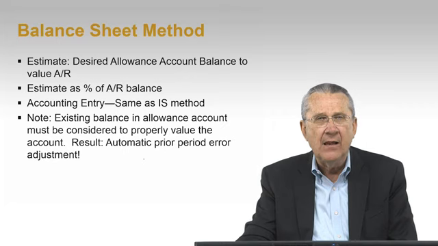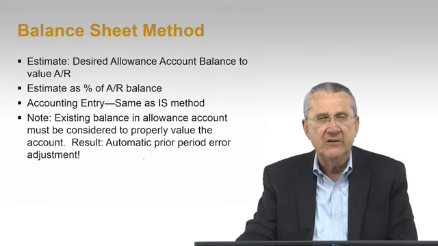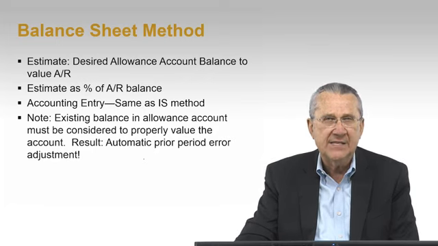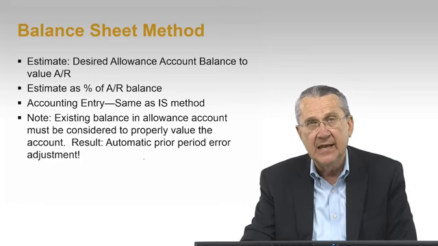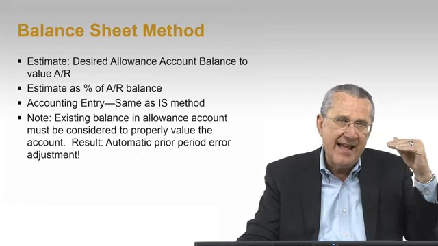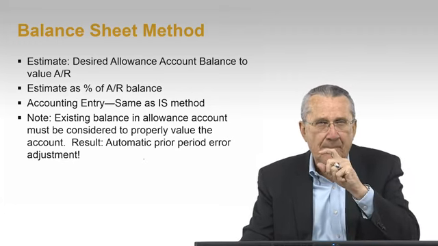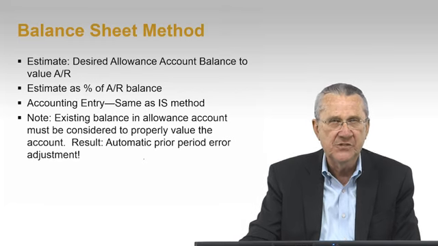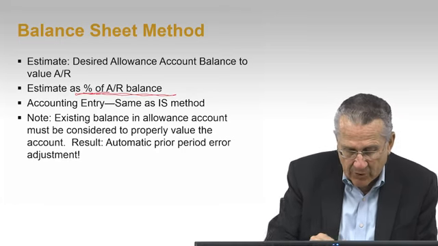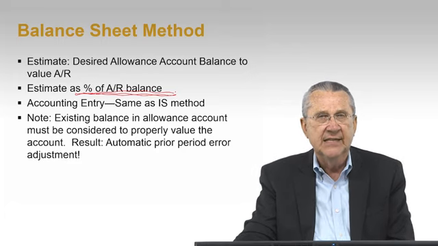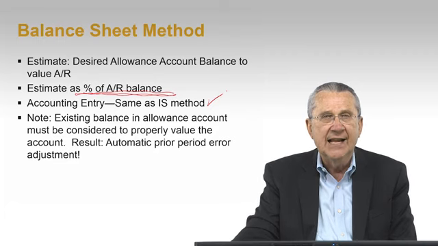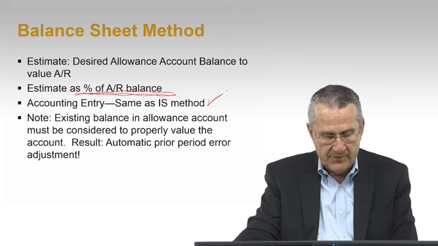Now, if I use the balance sheet approach, if I go at this focusing more on the desired balance in the allowance account, because that's what we're going to be estimating. We want to know the size of that allowance account balance, which will allow us to value accounts receivable at the best number that we know how to produce. Then we're going to essentially use a percentage of the accounts receivable balance in this instance. Now, you know that the accounting entry is still going to be a debit to bad debts expense and a credit to the allowance account.